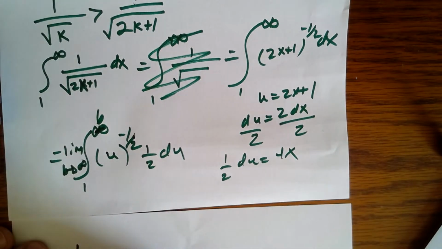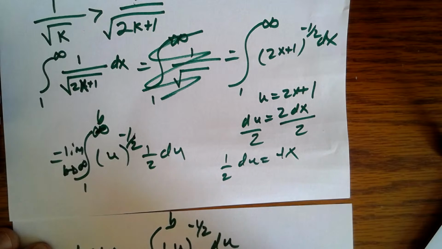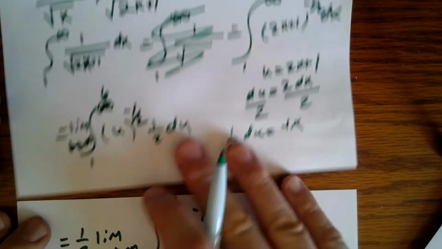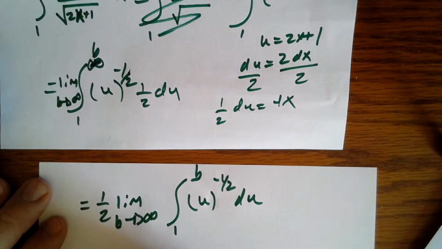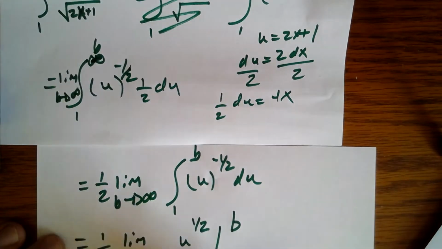So this is equal to 1/2 the limit as b goes to infinity of the integral from 1 to b of u to the negative 1/2 power du. Of course, what's the integral of u to the negative 1/2 power? So 1/2 the limit as b goes to infinity of u to the 1/2 divided by 1/2, evaluated from 1 to b. Good news, 1/2 divided by 1/2 is 1. So I get 2x plus 1 to the 1/2 power from 1 to infinity.